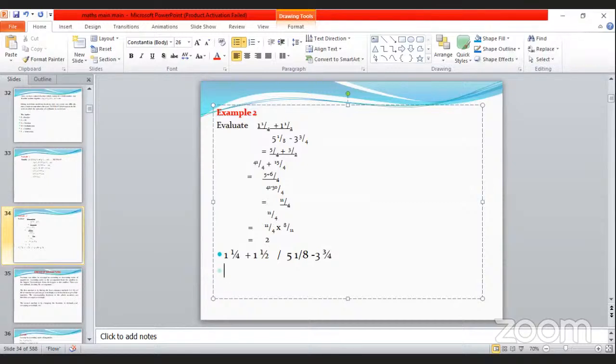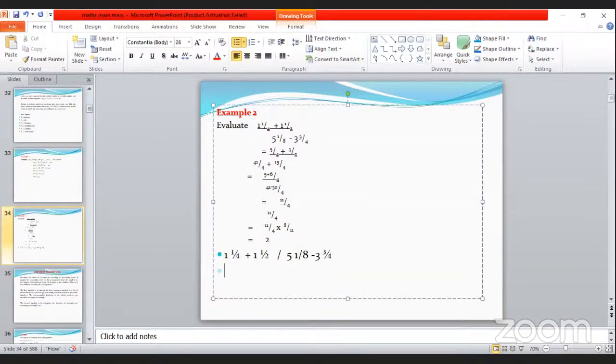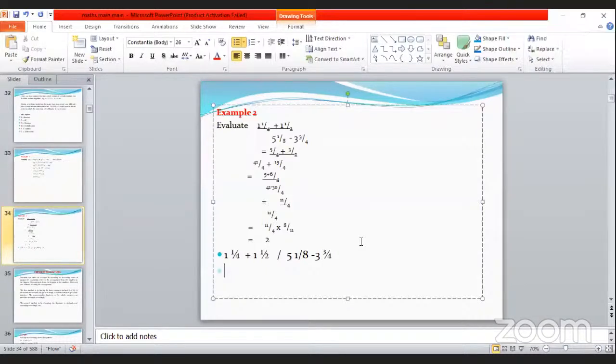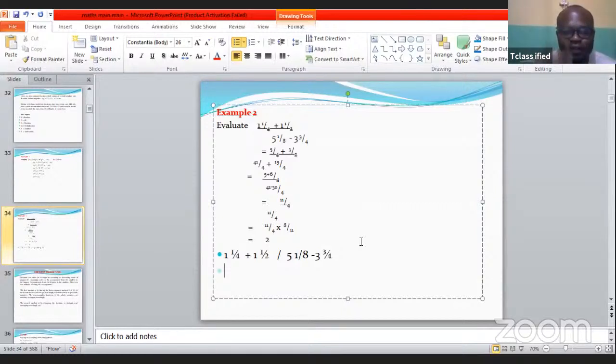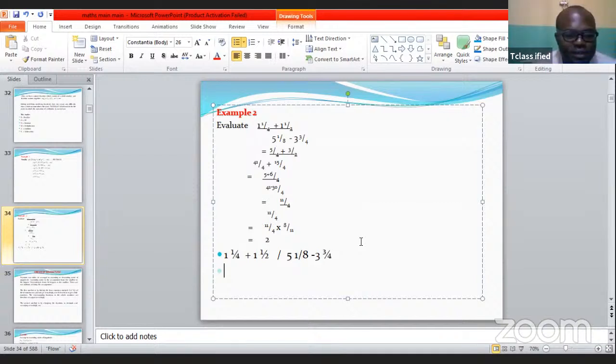Okay, 4 times 1, 4 plus 1. I'm considering the numerator first. Okay, you're considering the upper one first, abi? Yes, sir. The numerator first. So it's normal to consider the numerator first. So what should I write now? 5/4. 5/4, thank you. So that's the first thing, 5/4.